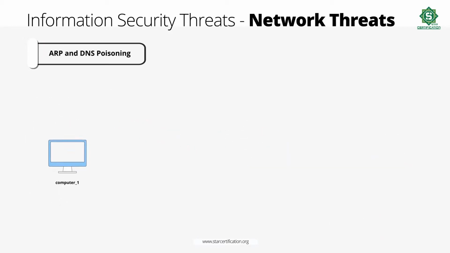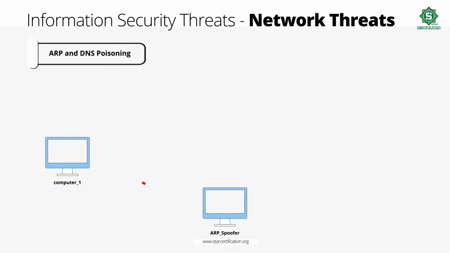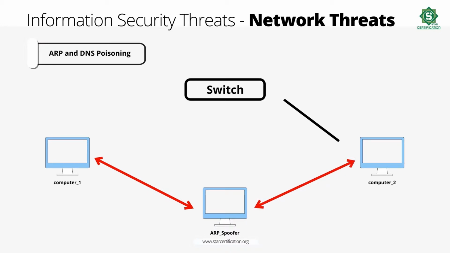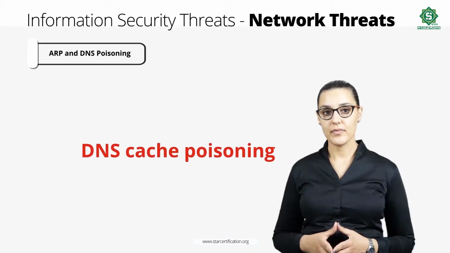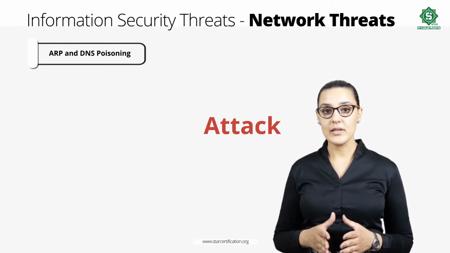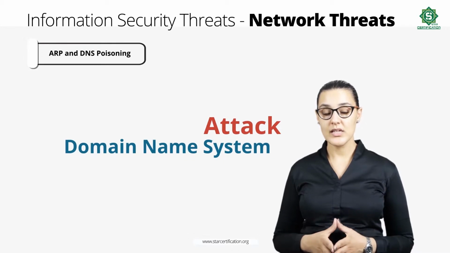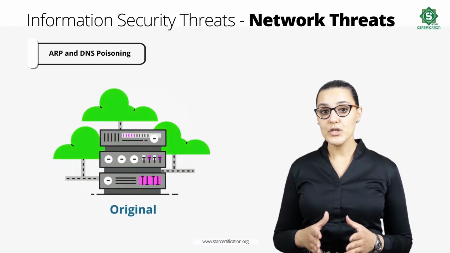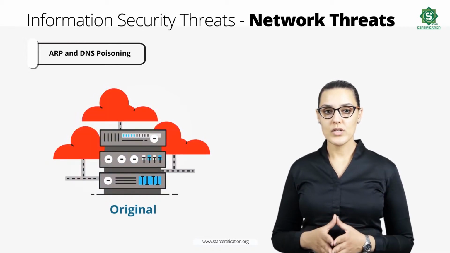ARP and DNS poisoning. ARP poisoning is a method where an attacker poisons the address resolution protocol, or ARP cache, of two devices with the MAC address of their own Ethernet network interface card. DNS cache poisoning is a type of attack where vulnerabilities in the domain name system, DNS, are exploited to divert internet packets away from legitimate servers towards fake ones.